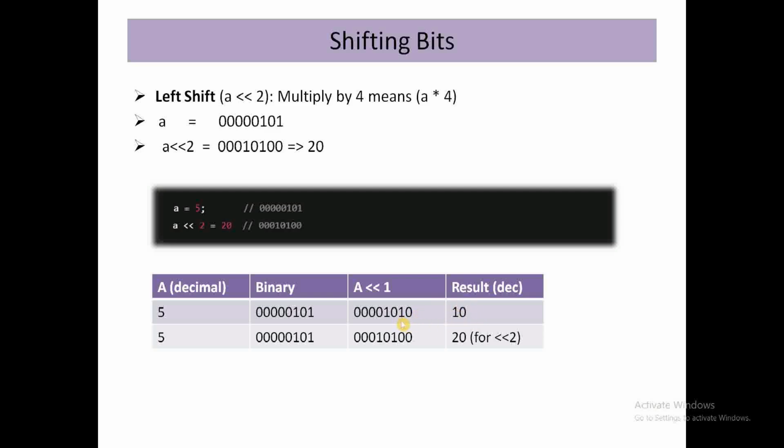So after shifting we get these binary values. Here we are using 8 and 2, and adding up the values, we get 10. And if we are shifting 2 places from right to left, then we have to multiply by 4, and then we get 20. And here we are using 16 plus 4, that is 20. So this is the left shifting.